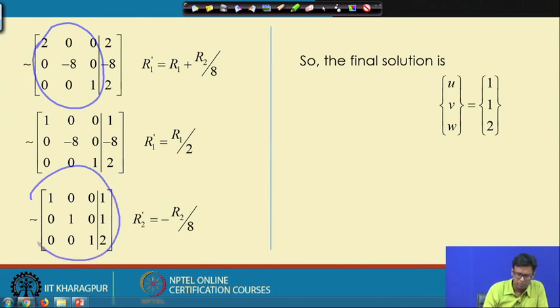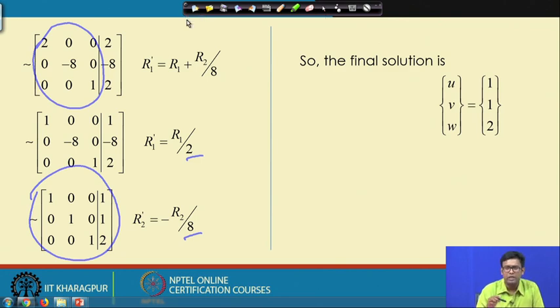So, from this diagonal form we get to this particular form, because first the first row is divided by 2 and the second row is divided by 8, and in this form, as the main matrix A is diagonalized, the right hand side column vector will be directly the solution vector.